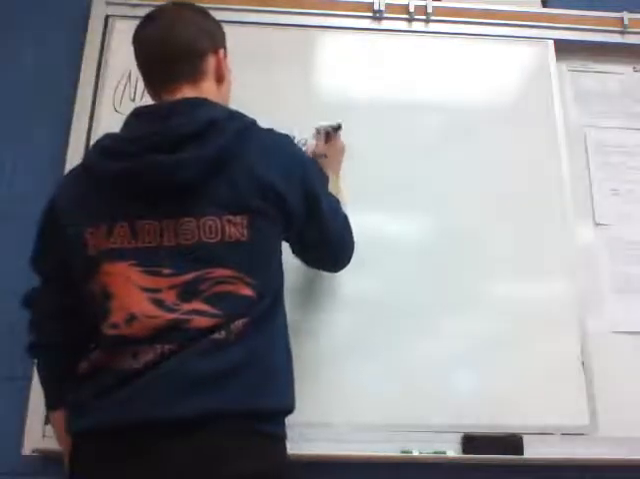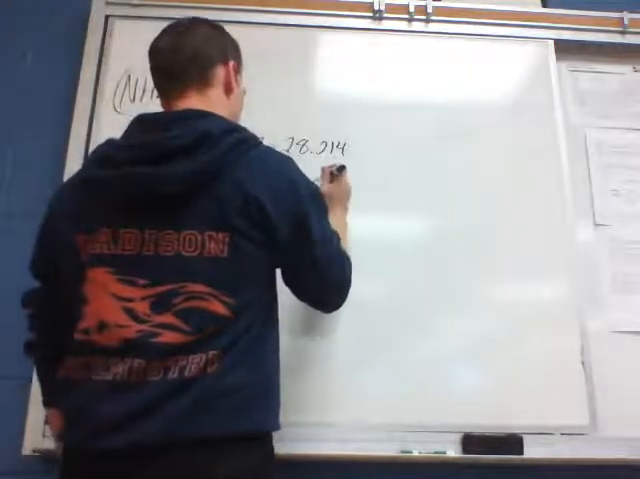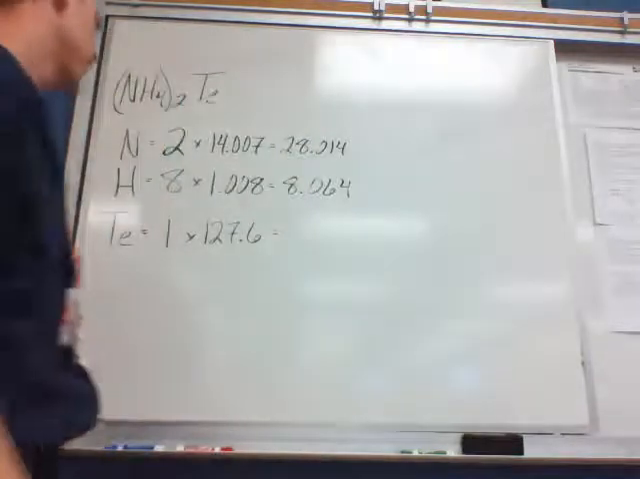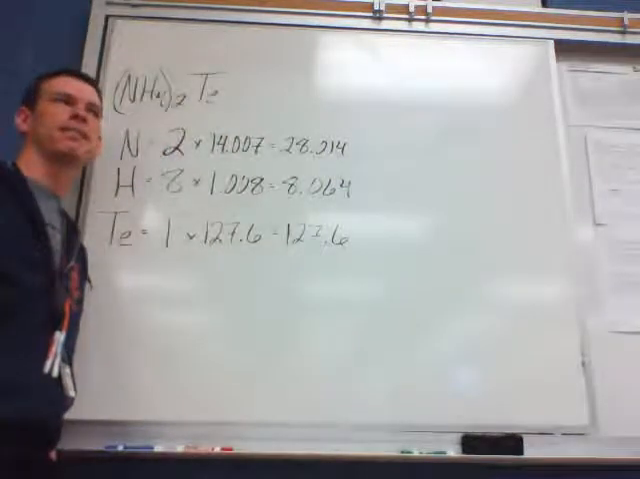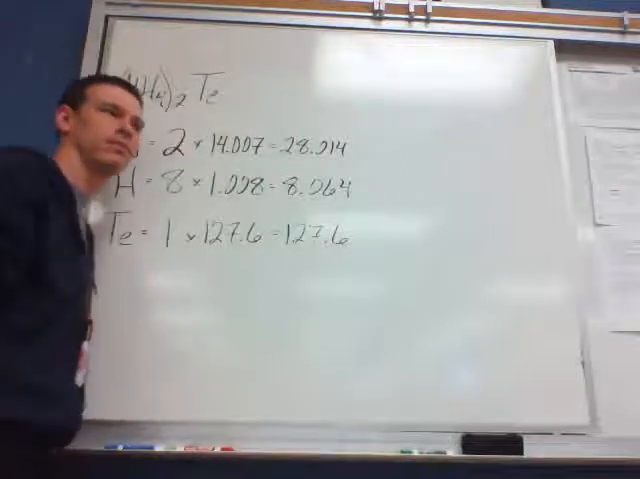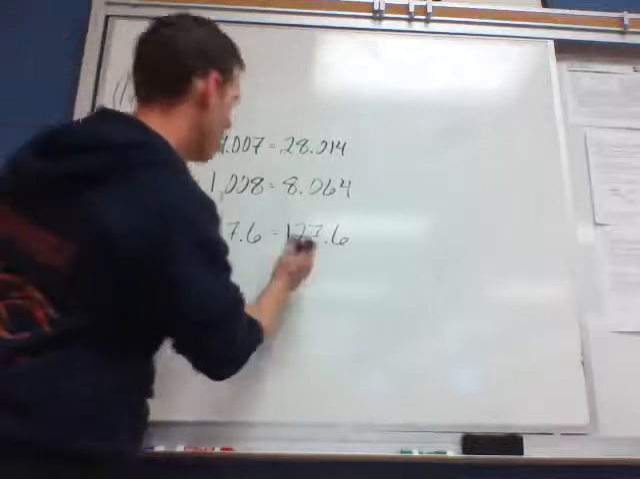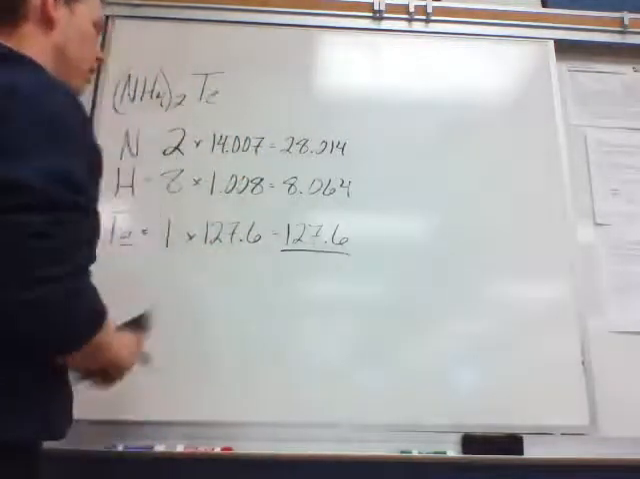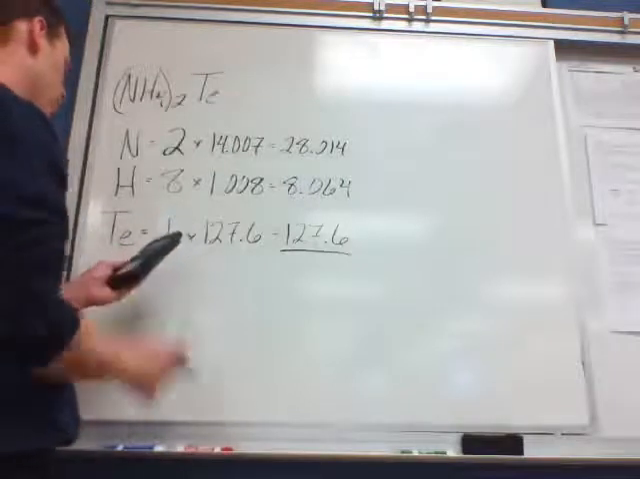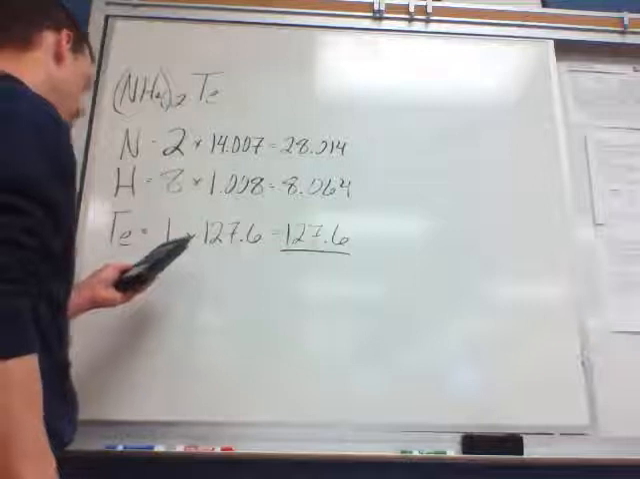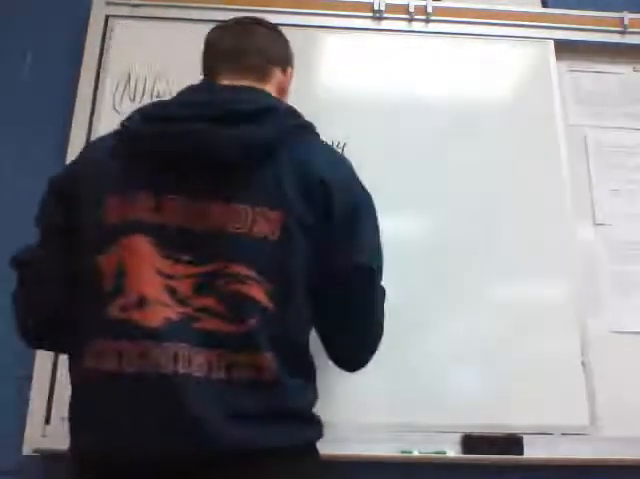2 nitrogens looks like it's going to come out to 28.014. 8 hydrogens looks like it'll be 8.064. And my tellurium won't change. There's only one of him. Please stop me if anything I do does not make sense. Remember, we're just trying to find molar mass right now, the total mass of this compound. To do that, we will add 28.014 plus 8.064 plus 127.6. Who's got a value for me? Yeah, I get 163.68. I round. Let's just go 2 numbers past the decimal for now.